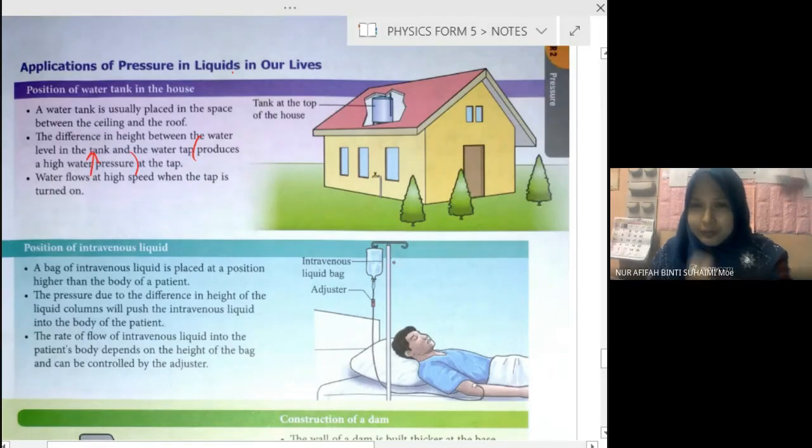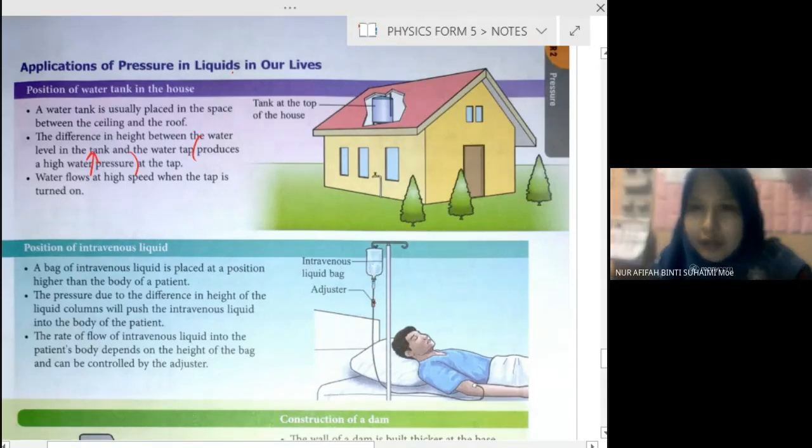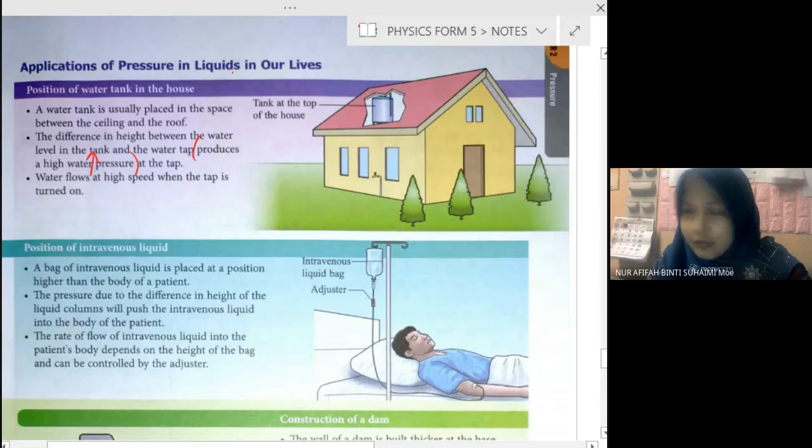To make sure it has a higher position. Okay, this one is the same, to increase the pressure. But we also have an adjuster to make sure the flow of the liquid, the salt here, the rate of flow can be adjusted. Not too much, not too fast. Just a little drop for 1 minute.